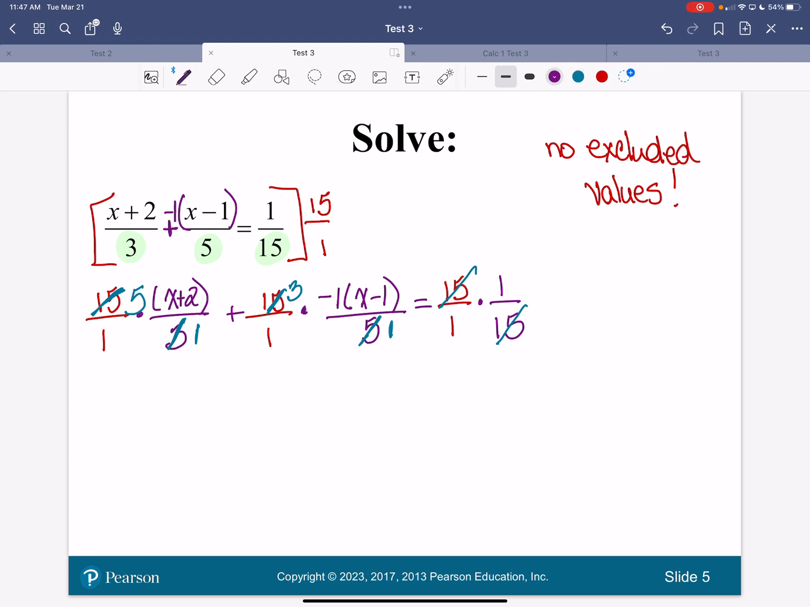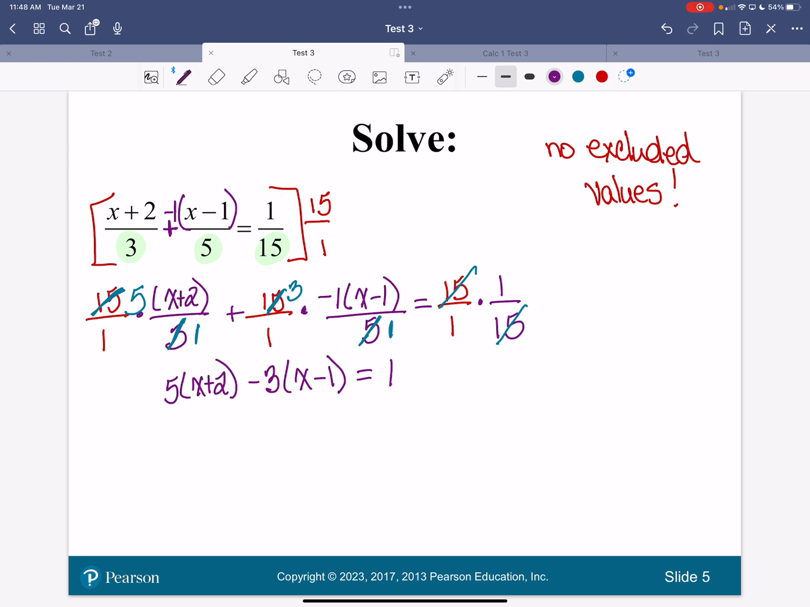Okay, and I'm going to write this out. I'm not going to distribute yet. So here I've got 5 times x plus 2. And right here, I've got 3 times negative 1. So that's what I have to distribute. So I'm writing this down as negative 3, and I've accounted for my 3 and I've accounted for my negative right there. Okay, and what's this equal to? 1. Okay, and now do we know how to solve this?